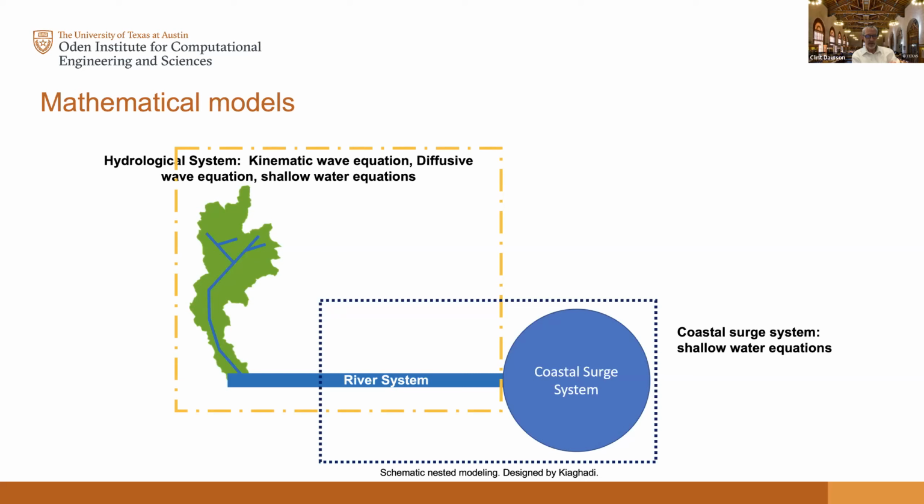Okay, so going back to my little diagram here, in the watershed and often in the river system, we may use the kinematic wave equation or the diffusive wave equation. We might just use the shallow water equations directly, or we might use the St. Venant equations. In the coastal surge system, we almost always use the full 2D shallow water equations. So if we're going to model this entire system, we have to essentially couple these different models together. And I should also say that these models can operate at very different time scales and very different spatial scales.